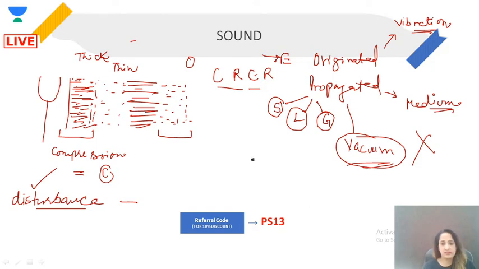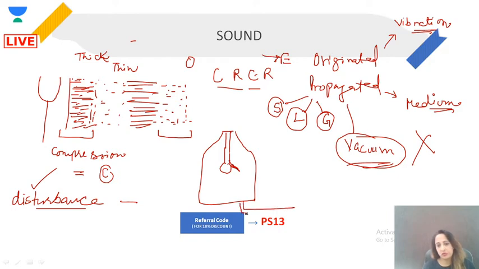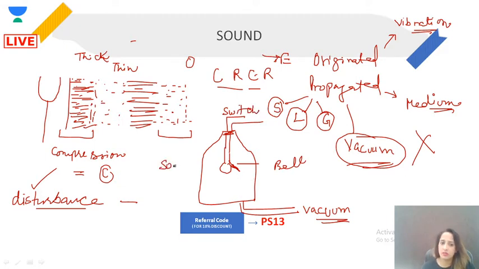So in your book, there is an experiment, a small setup. This is a bell jar, okay? The bell jar has a bell over here, okay? It is connected to a vacuum pump, right? And this is the electric connection, and this is the bell over here, right? When we turn the switch on, you will be able to hear a sound.